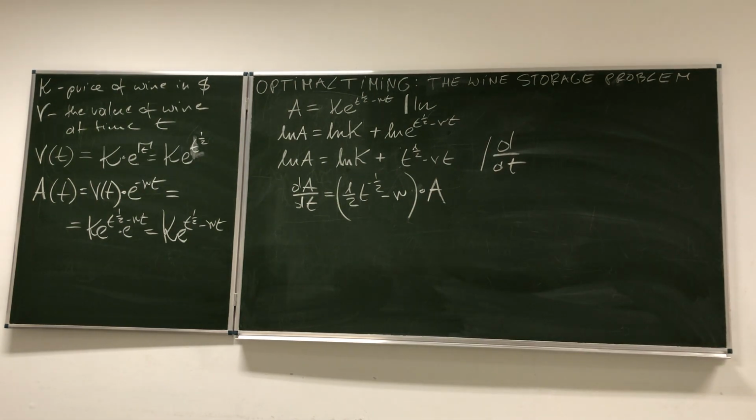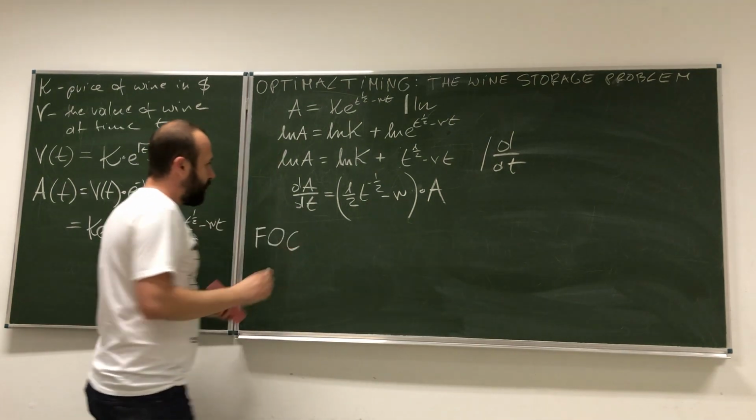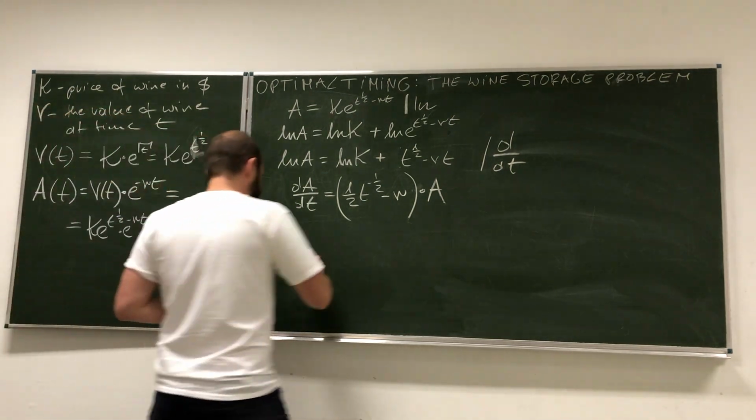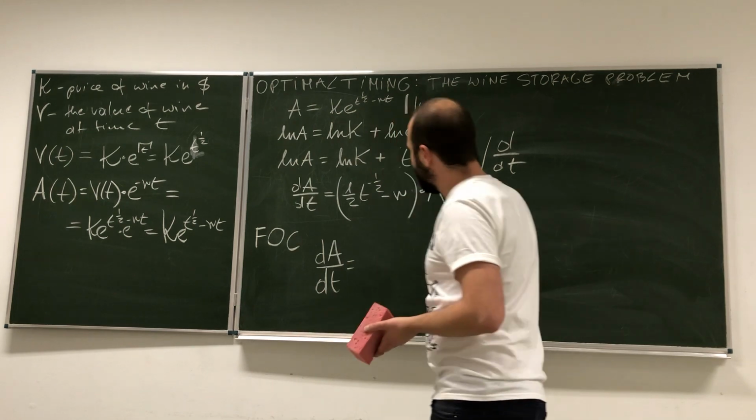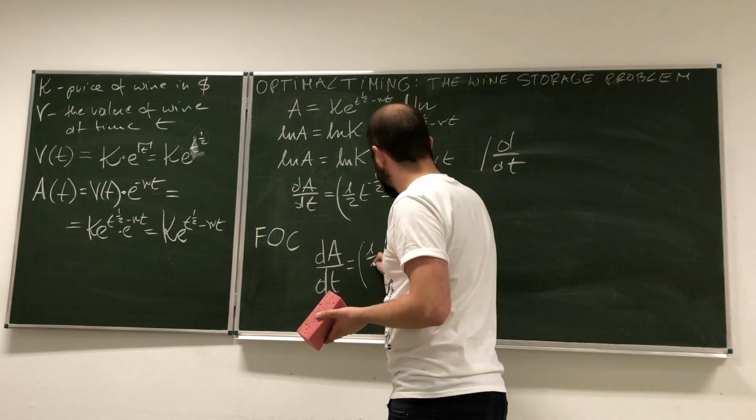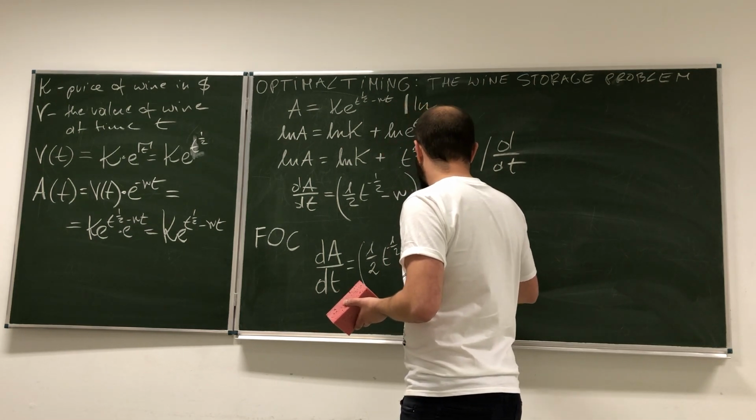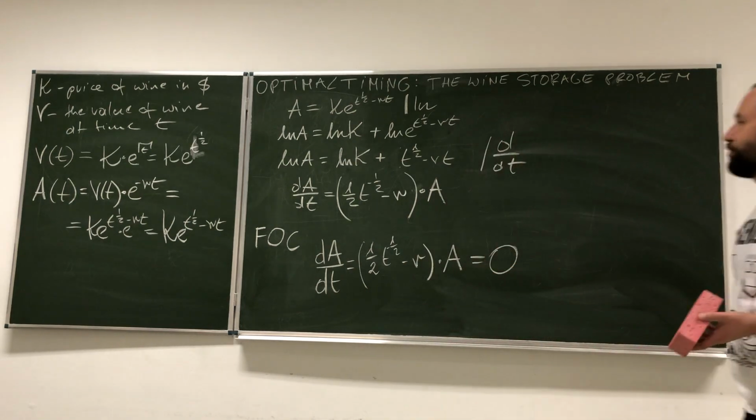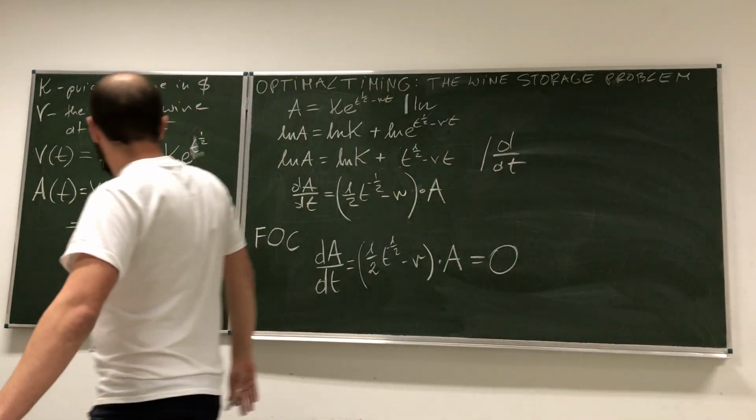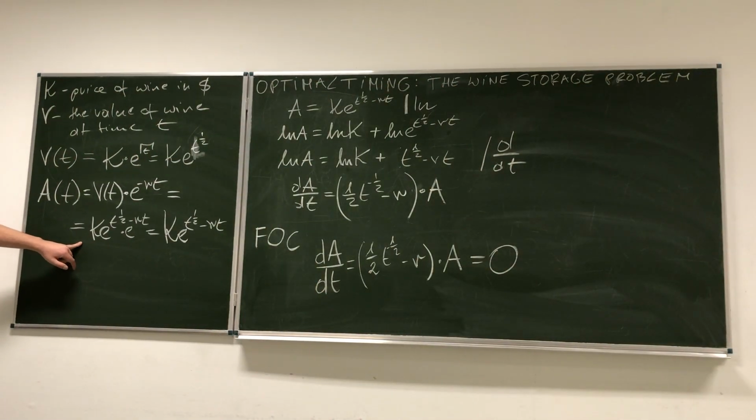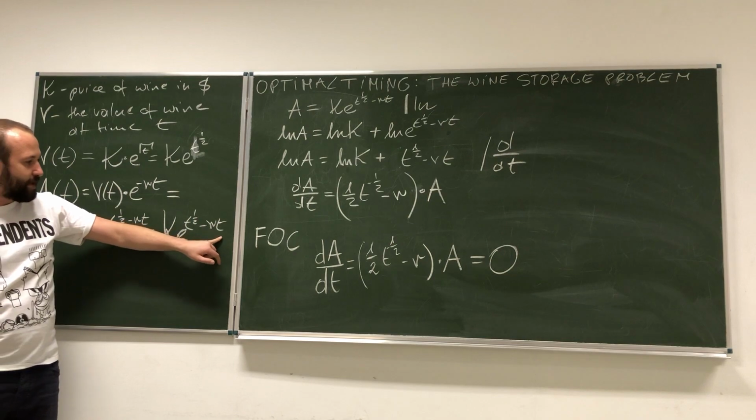Okay, and now we can use first order condition. First order condition always states that first derivative needs to be equal to 0, which means that (1/2 t to the power negative 1/2 minus r) times A must be equal to 0. Now, let's look at A. Look, this is some amount of money, and we have two forces. One that makes it grow, one that makes it fall.